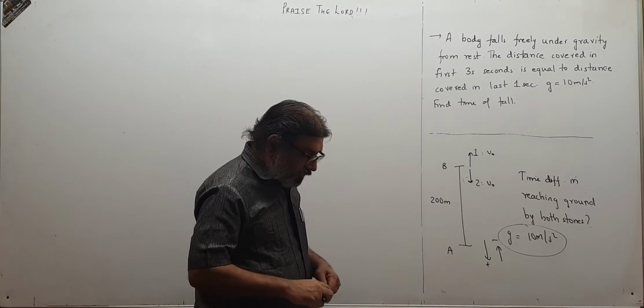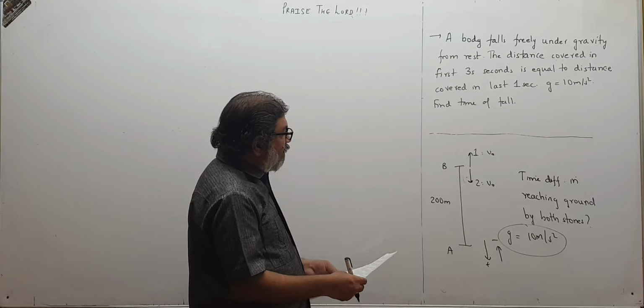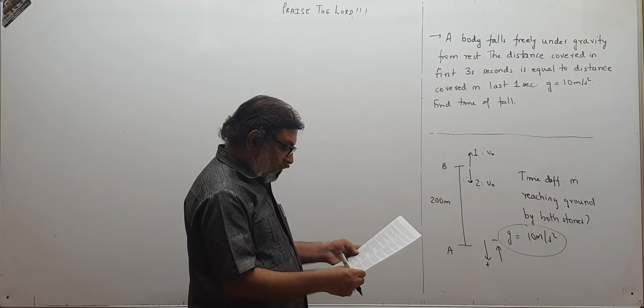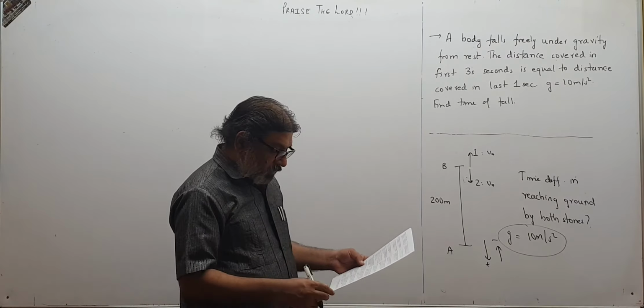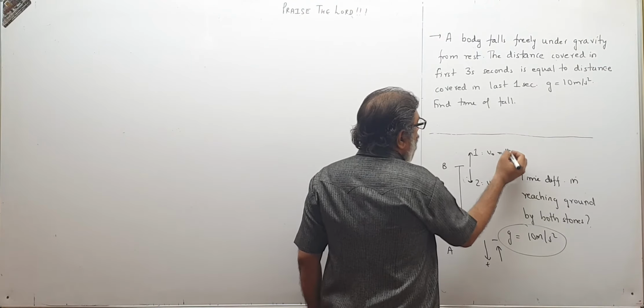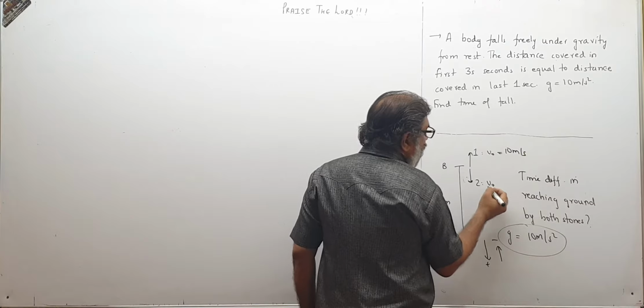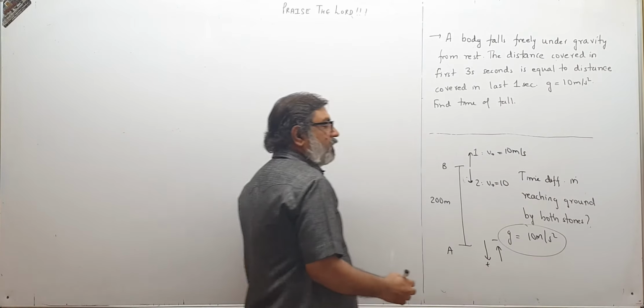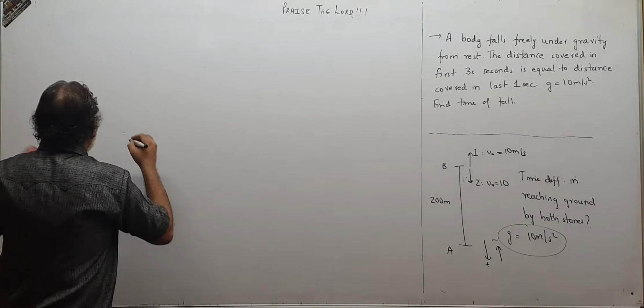Let me check if any data is missing. Two stones are thrown. Speed is given to us, 10 meter per second. If this were not given, then we could not do it. So speed is 10 for both. So let us find for the first stone and the second stone.